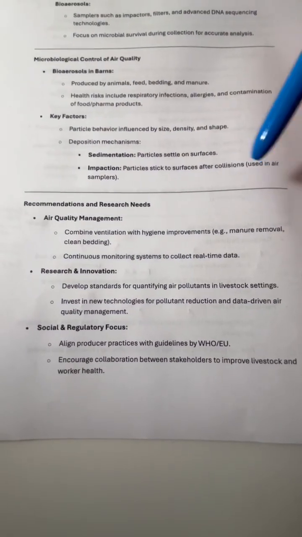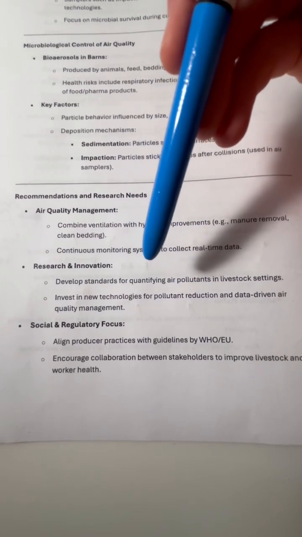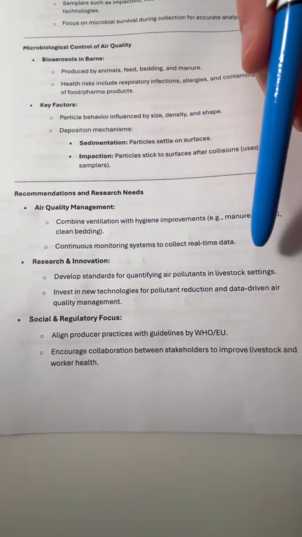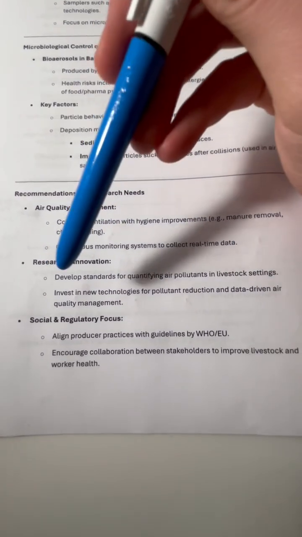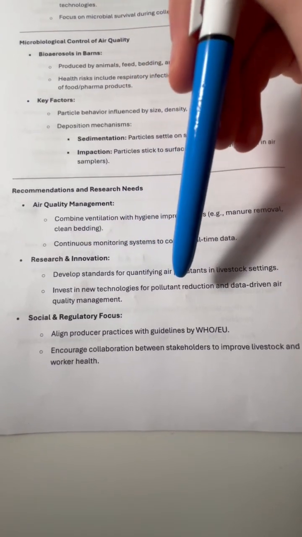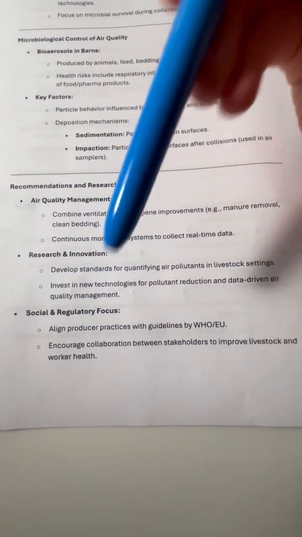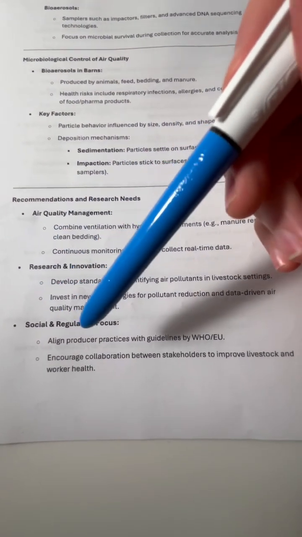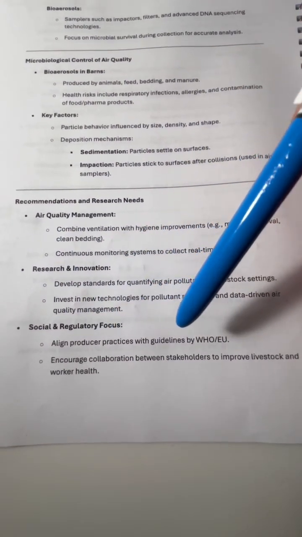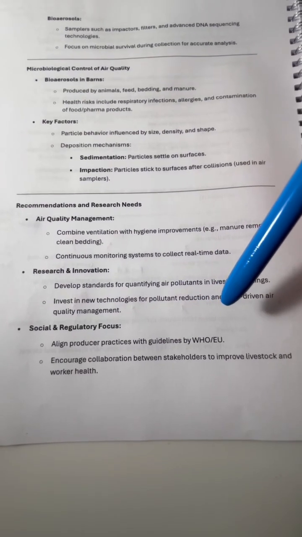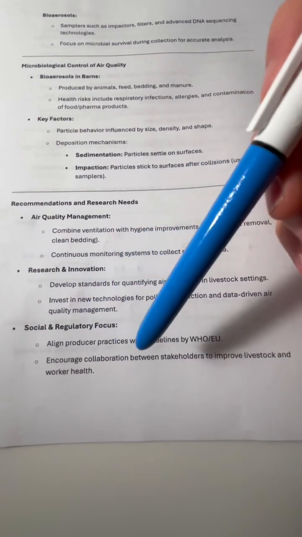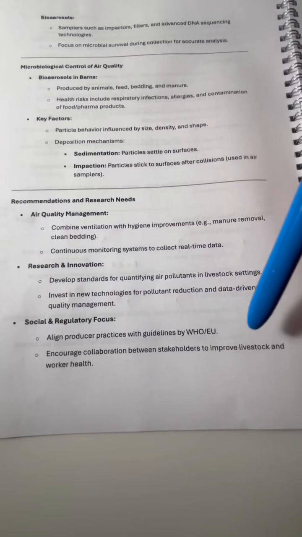There is also a need to develop standards for quantifying air pollutants in livestock settings. And there needs to be investment in new technologies for pollutant reduction and data-driven air quality management. There needs to be an aligning of producer practices with the guidelines by the WHO and EU. And there needs to be encouragement for collaboration between stakeholders to improve livestock and worker health.